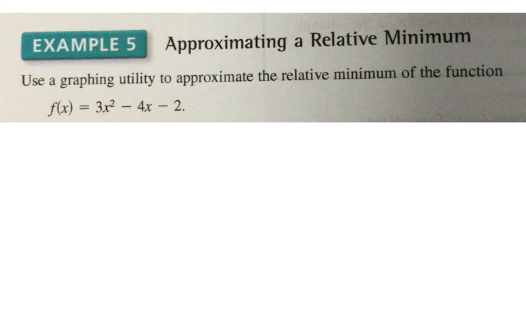An example tells me to use a graphing utility to approximate the relative minimum of the function. So first thing I would do, I would make sure my zoom is on standard. So I'm clicking zoom and I'm going to go to 6. That's going to put me at a normal XY coordinate plane where I go from 10 to negative 10 in both directions. Then I'm going to click Y equals to type in this equation. So I'm going to clear out all equations that I have, and now I'm going to enter this one. So we've got 3x squared minus 4x minus 2. Then click graph.